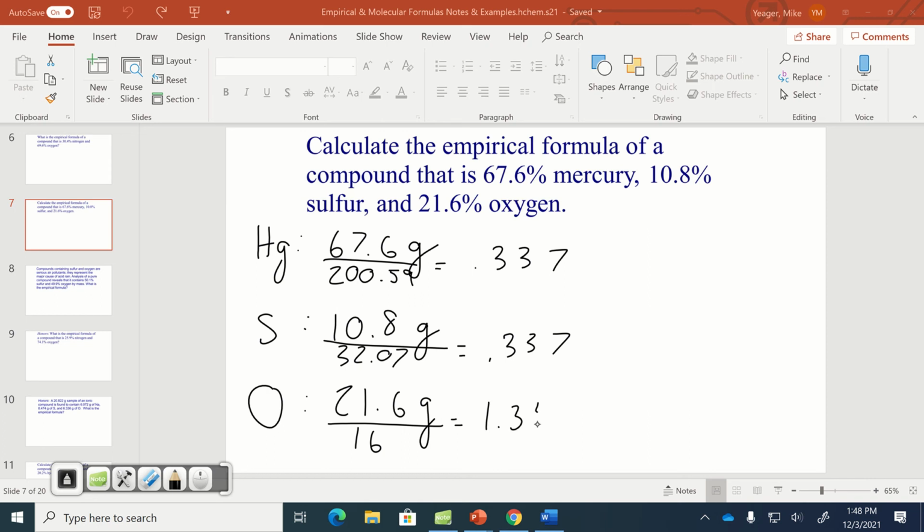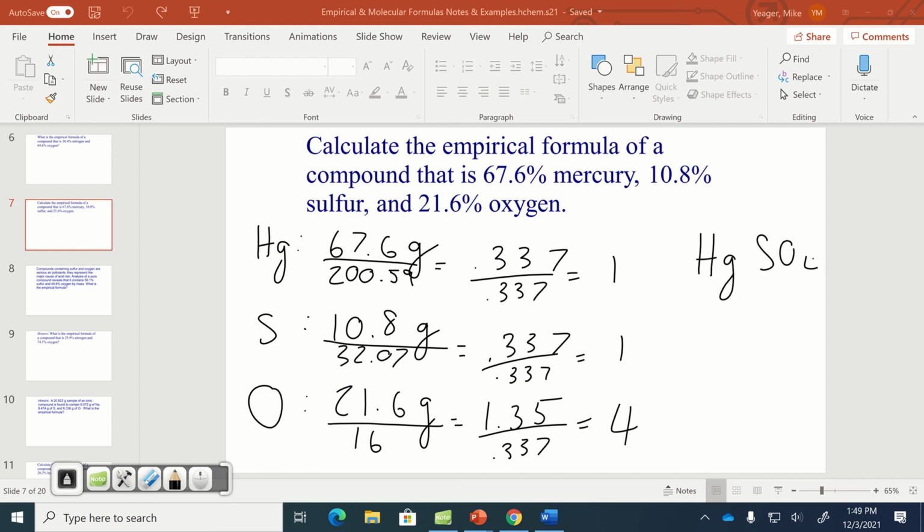And oxygen is 1.35. So 2 of them come out to the same number, so I'm going to divide by that smaller number. That's 1. That means sulfur is also 1. And then oxygen, 1.35 divided by 0.337, comes out to essentially 4. So my formula here would be HgSO4. And my general rule for writing the formula out is to write it in order of the elements given to you in the problem. So Hg was given first, so write that first, followed by sulfur, followed by oxygen.